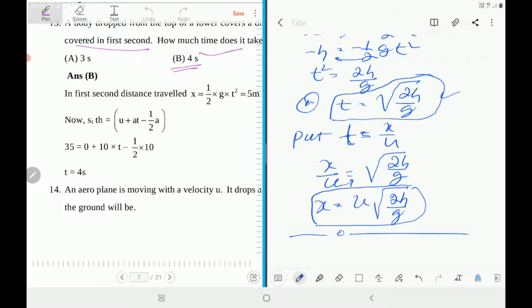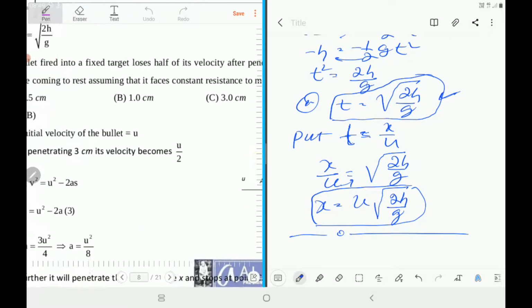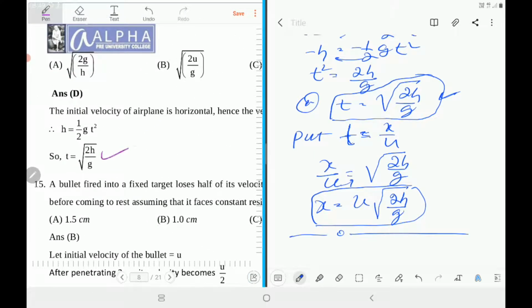That's all. This one. It's very simple. You just need to identify the relation. Just follow the calculation. This is the answer. The same procedure has been followed here also. Solution: this one, root of 2h by g.